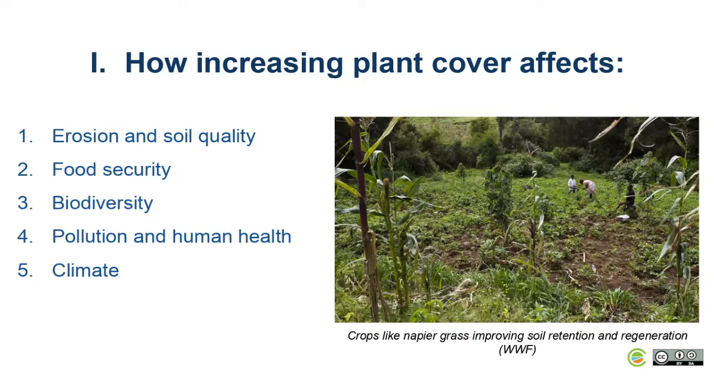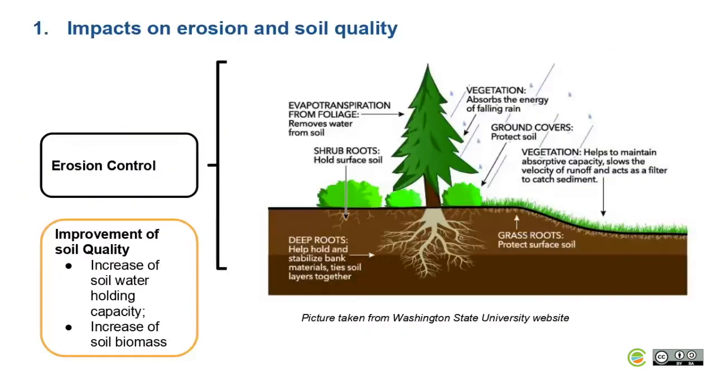So, as said before by Ezzedine, the first part of our presentation concerns the impact of the NBS, increasing plant cover to reduce erosion, on 6 different targets that are soil quality, food security, biodiversity, pollution, human health, and climate. So now let's start with the impact of plant cover on erosion.